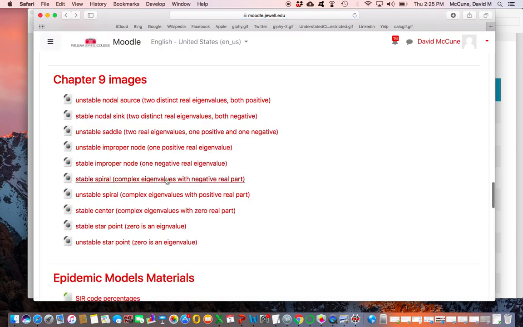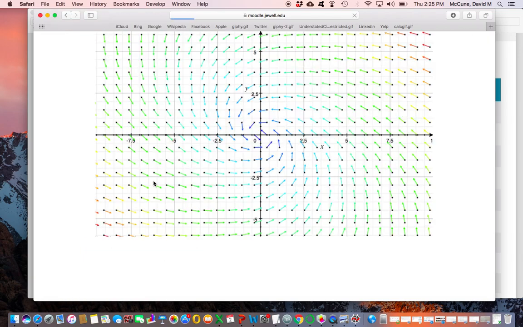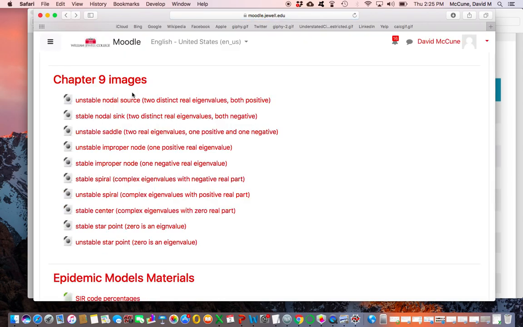I mean, I don't want to show them all to you now, but like here's a stable spiral, complex eigenvalues with negative real part. Check that out, pretty nice. You get your spiral, right? So notice these trajectories are not ellipses. If you follow these arrows, you are forced to sort of spiral your way into the origin. So anyway, you can walk through all of these.